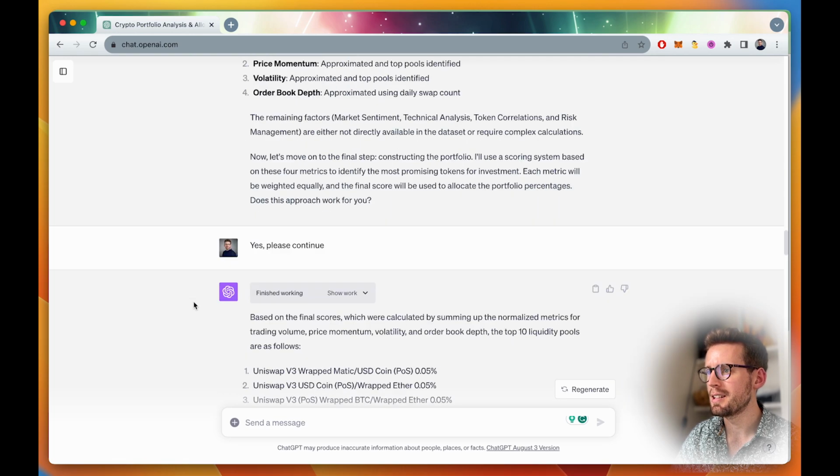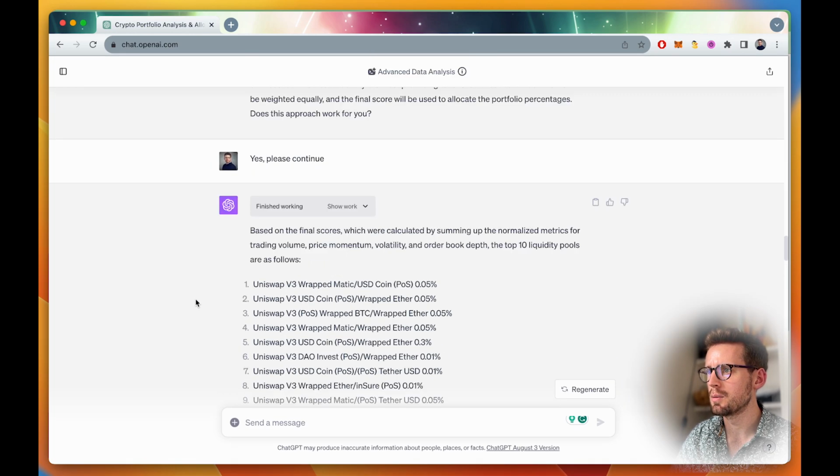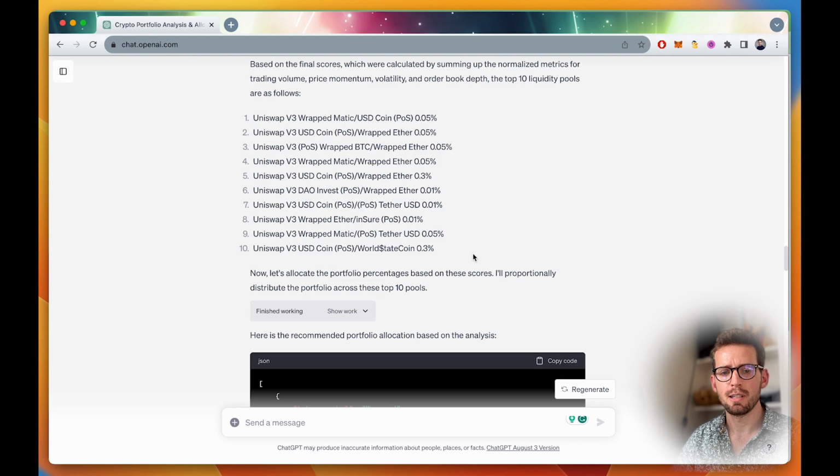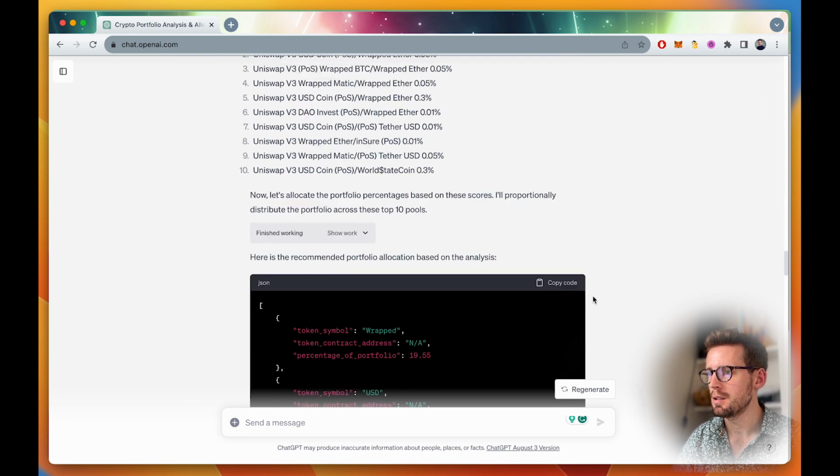And yeah, and then it kind of said it's too complicated to do the rest of it. The remaining factors are either not directly available in the dataset or require complex calculations. But I told it to continue, so. And then it created a score based on the metrics. I don't know what the formula was there, but it ranked them for the top 10.